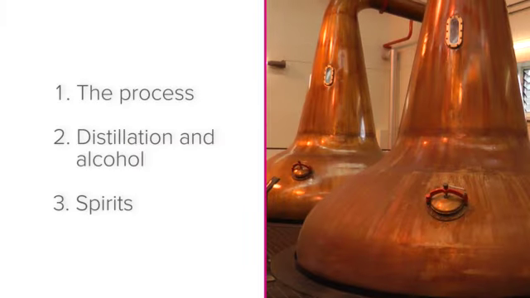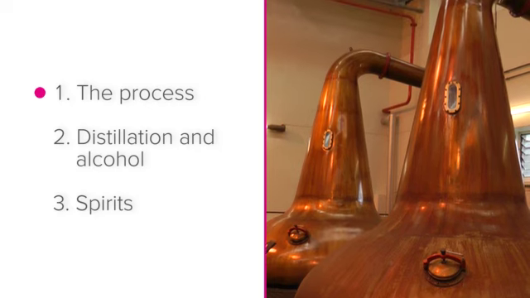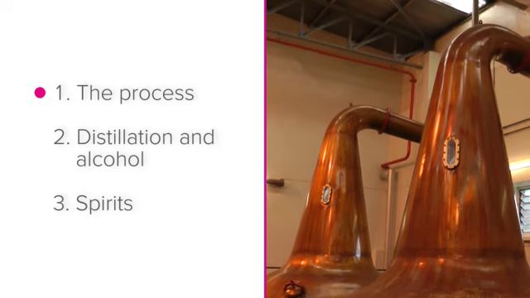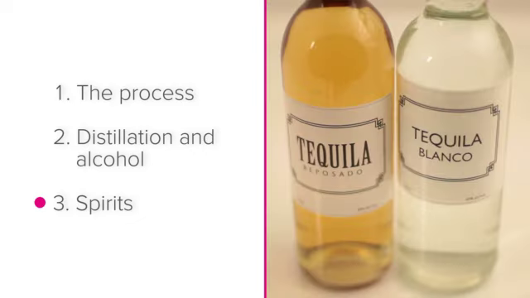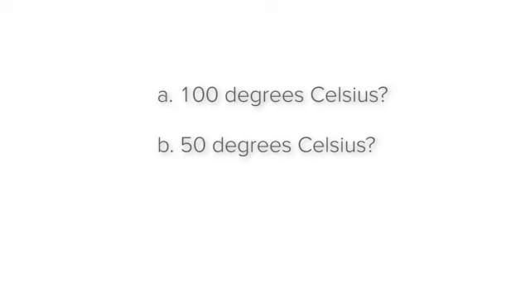To recap, in this lesson we looked at the process of distillation, distillation and alcohol, and spirits. To see if you were paying attention, can you remember at what temperature alcohol boils? Is it A, 100 degrees Celsius, B, 50 degrees Celsius, or C, 78 degrees Celsius?